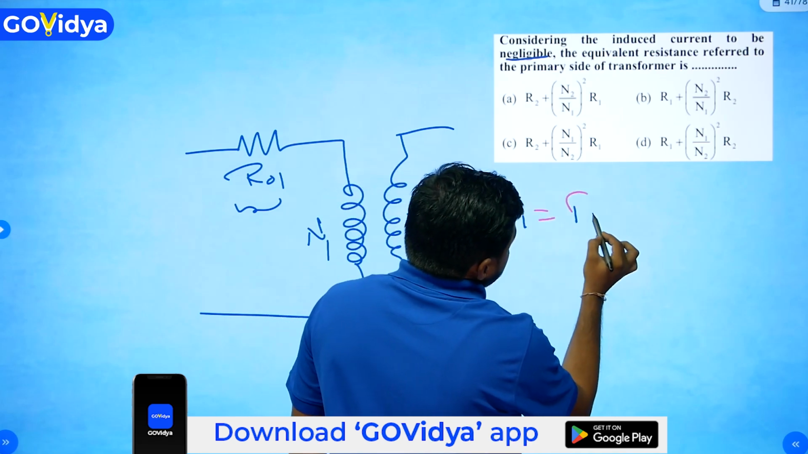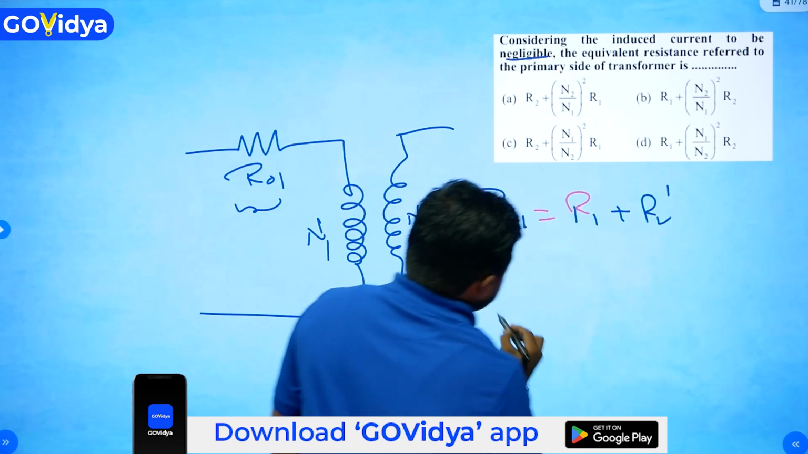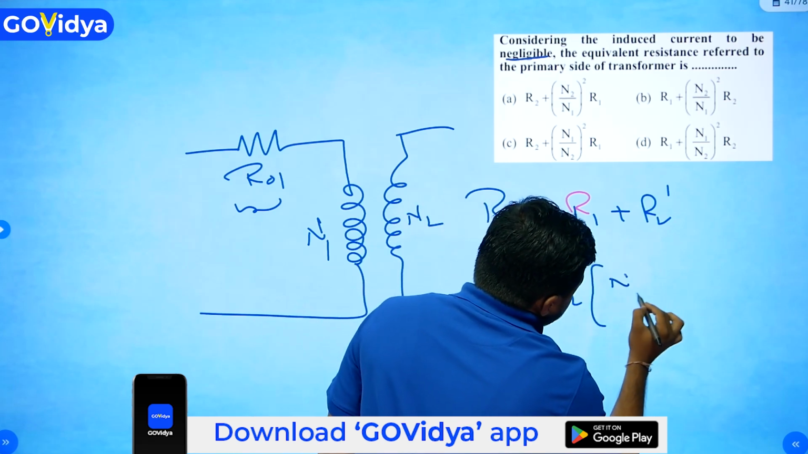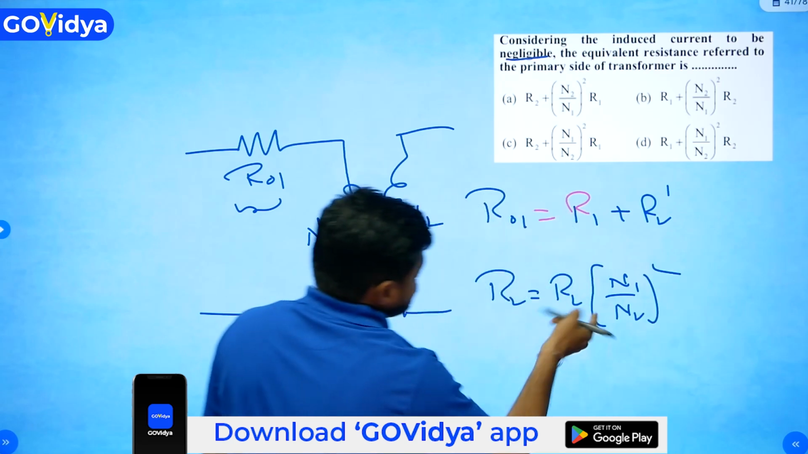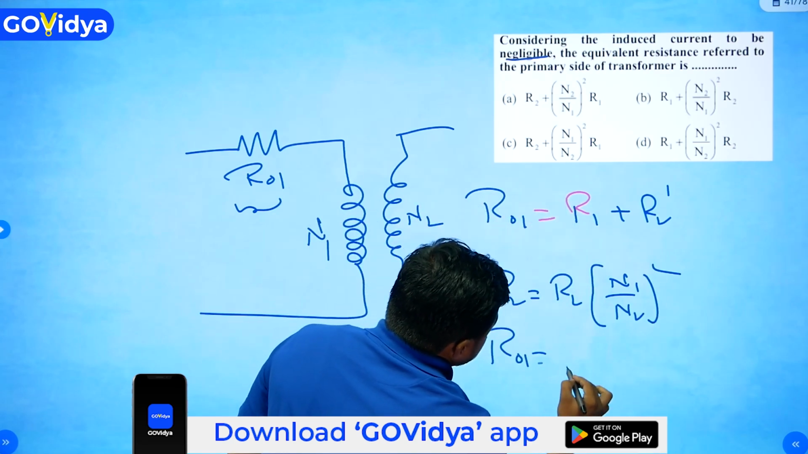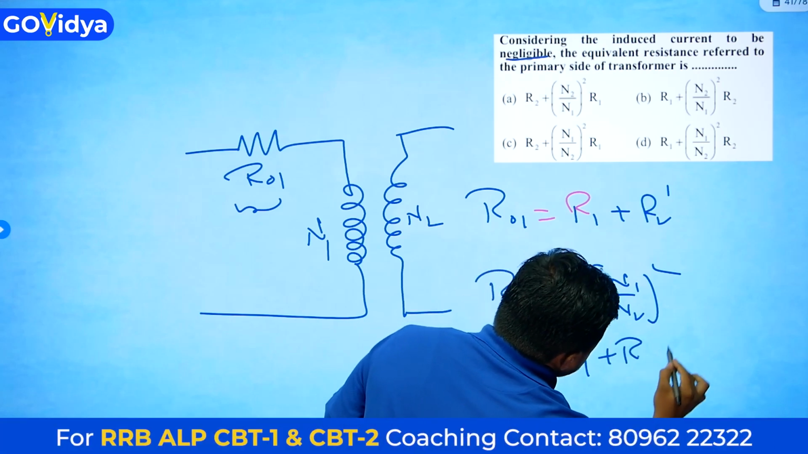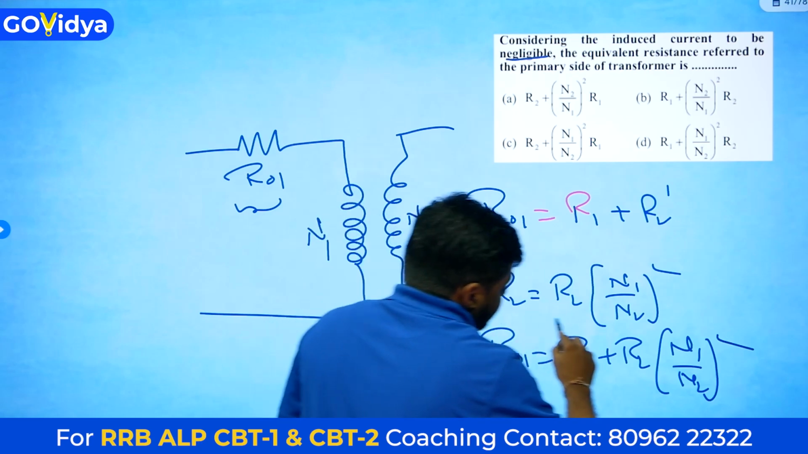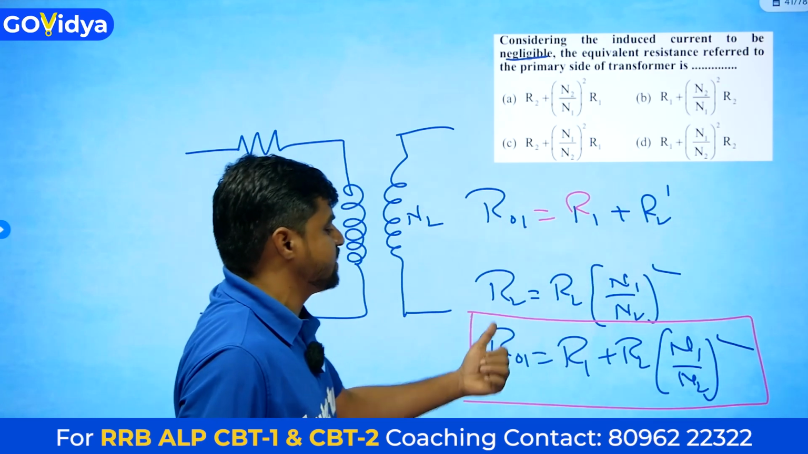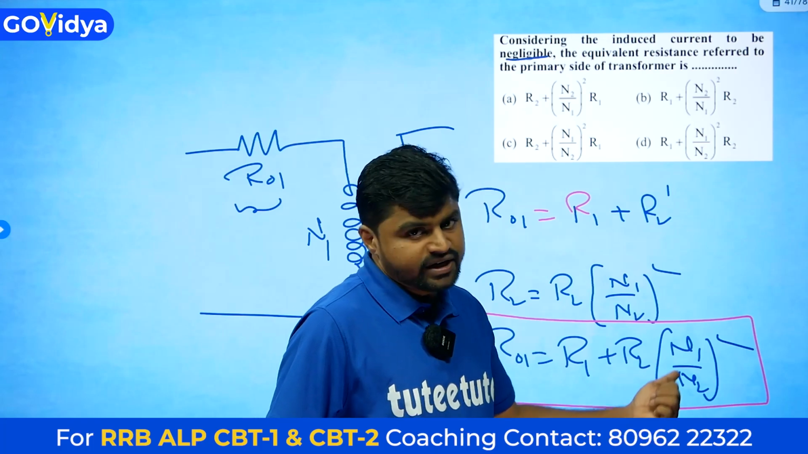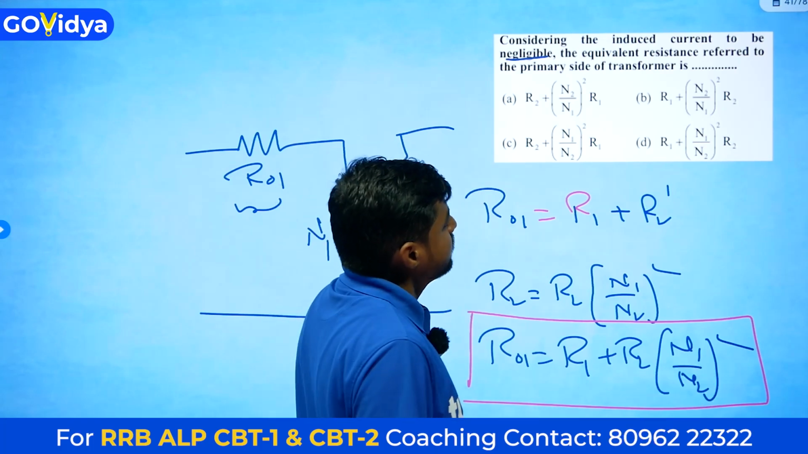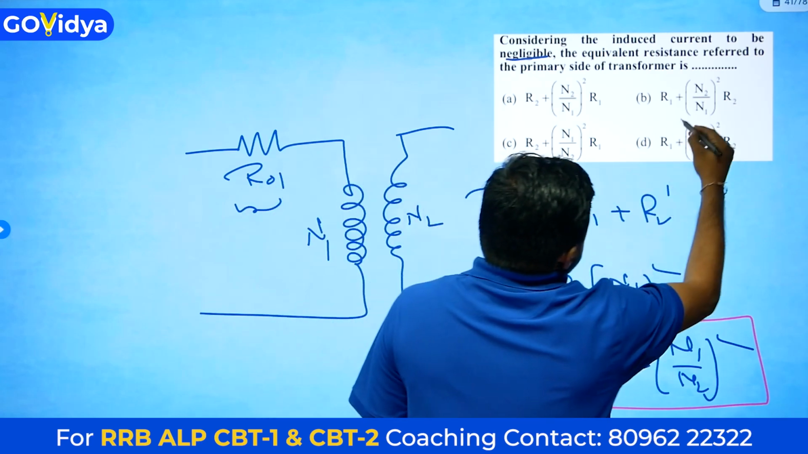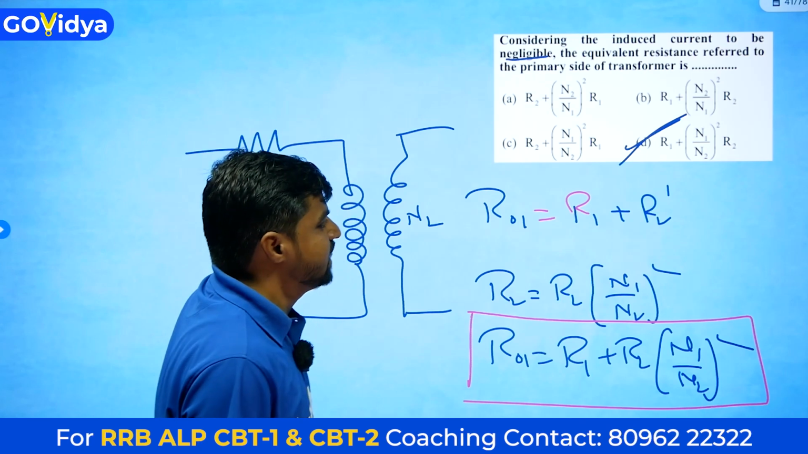R01 is equal to R1 plus R2 dash. R2 dash is equal to R2 into N1 by N2 whole square. Substitute here: R01 is equal to R1 plus R2 into N1 by N2 whole square. This is the equivalent resistance referred to primary side. R1 plus N1 by N2 whole square into R2. Option D is the correct answer.